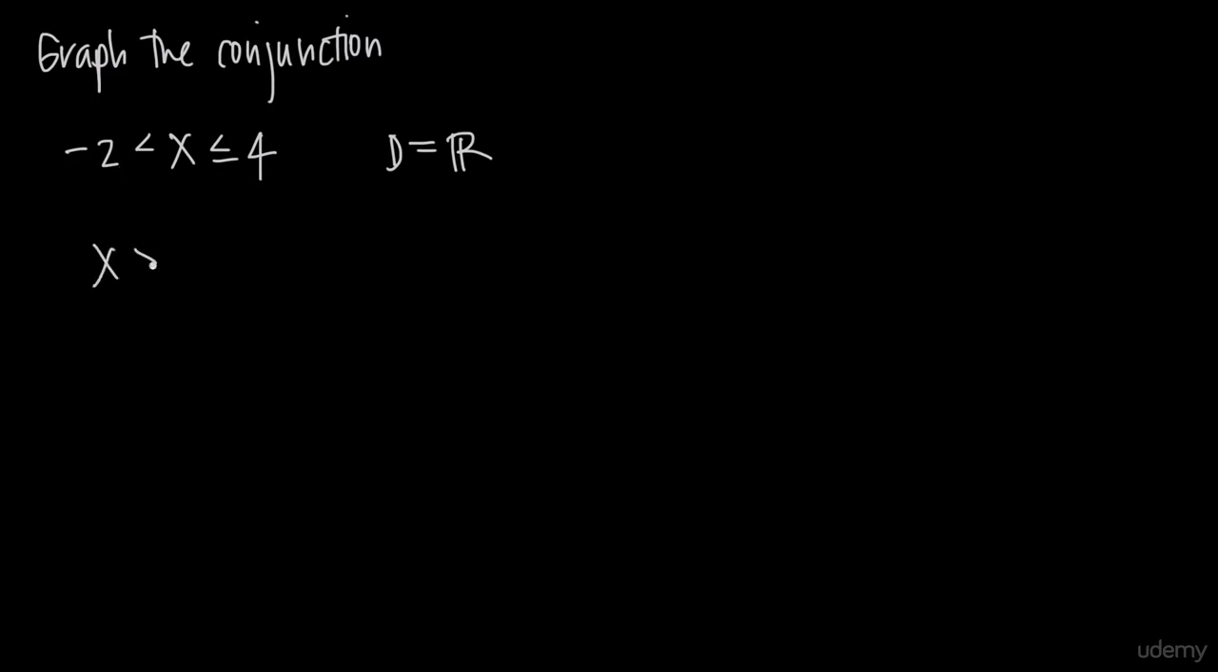We'll say x is greater than -2, which is what the first half of the inequality tells us here. And then if we look at the second half of the inequality, we know that x is less than or equal to 4. In order to graph this, we want to find the part of the number line where both of these inequalities are true and where the domain is all real numbers.